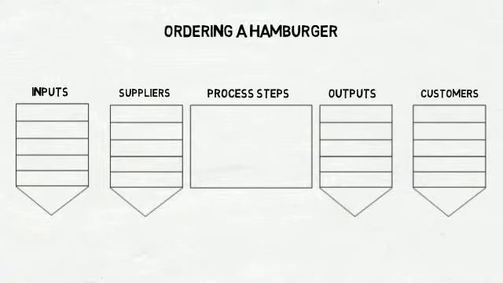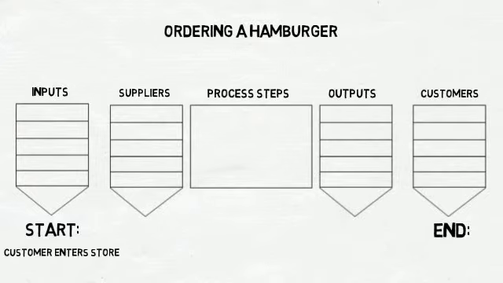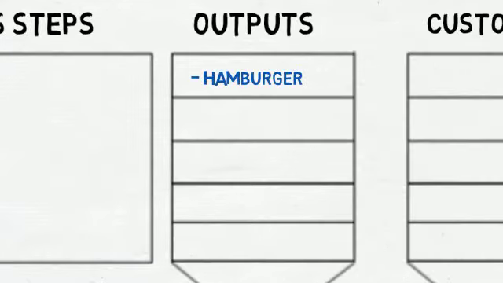To begin, capture the name of the process, ordering a hamburger. Next, identify the starting and ending points of the process. The customer enters the store and the customer exits the store. Once your team has agreed on process boundaries, you can begin filling out the SIPOC chart. Begin by brainstorming process outputs: the hamburger, change, and a receipt.